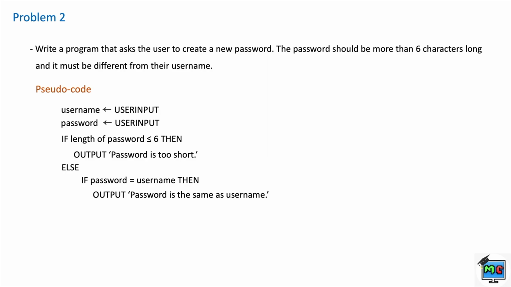So remember, if the first condition is met, if the length of the password is greater than or equal to 6, then I am going to check the next condition. If you fail the first one, then of course the password is invalid anyway. If you pass the first one, then the second check is made: if password is equal to username, then password is the same as the username. And if the password is not equal to the username, then output password is valid. Okay, very simple program. Does everybody understand that?